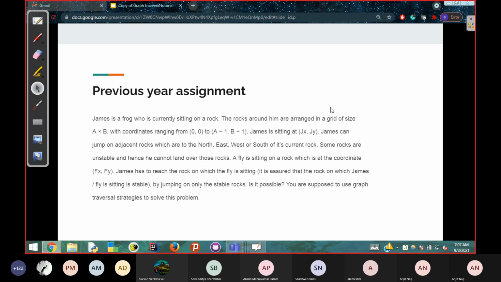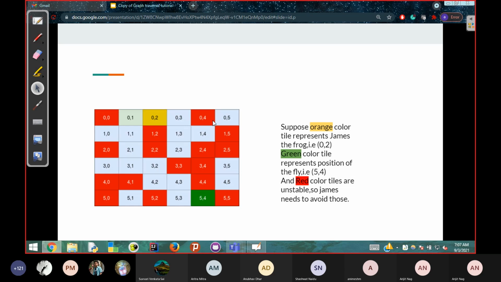This is the previous year's question. The question is long, and I don't think reading it will make much sense, so I will go to the picture and tell you what the question is. You can see the grid, with some red tiles, one green tile and one orange tile. Each of these tiles you can think of as a stone. These are all the coordinates.